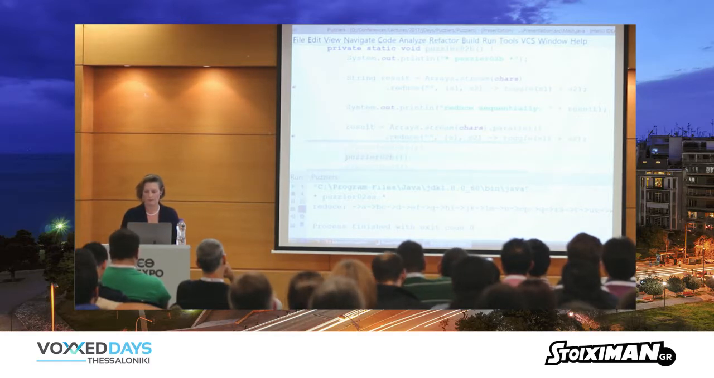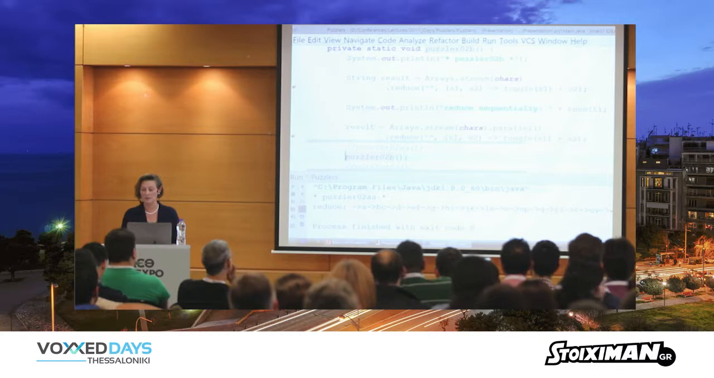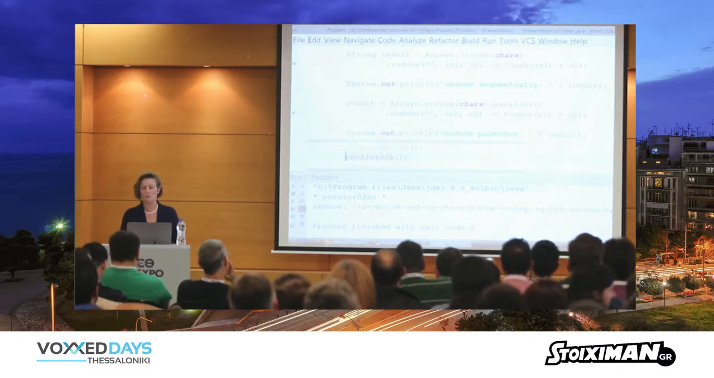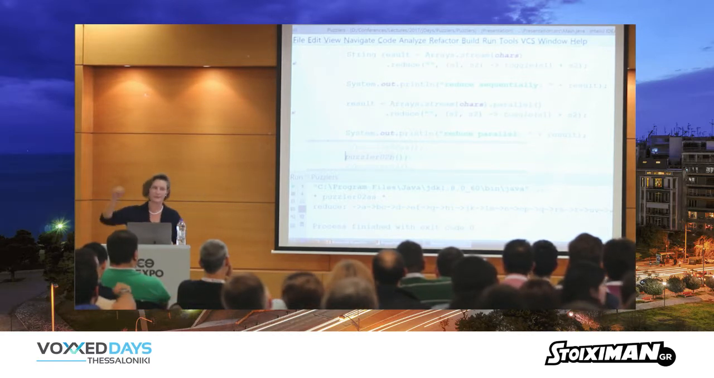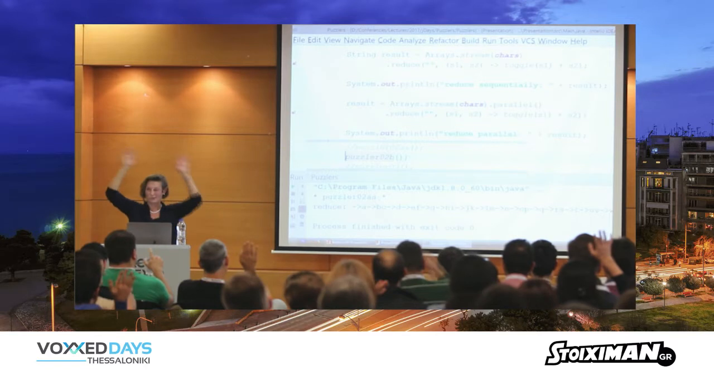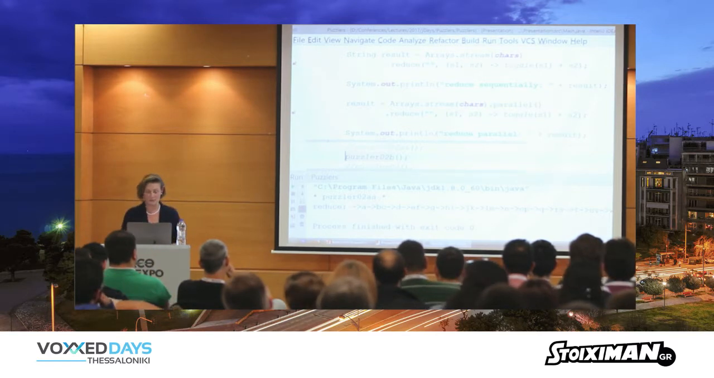I think it's this one. Okay. So I'm running this sequentially first. You see here, I have a sequential stream, and I'm running it in parallel afterwards. Will we see the same results, or will we see different results? Same result, okay. Different result, don't know, not sure. A couple of people. Okay, so let's see.